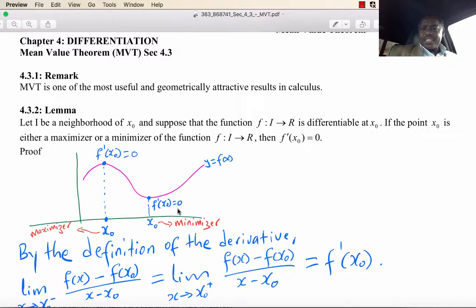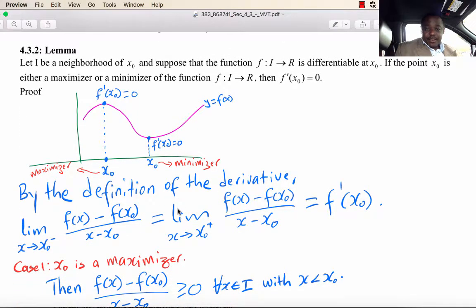Interesting. Where's that leading? Well, we would use that to prove the mean value theorem and many other exciting results in section 4.3. Okay, let's go. By the definition of the derivative, the limit as x approaches x0 from the left of this quantity, f of x minus f of x0 divided by x minus x0, equals the limit as x approaches x0 from the right, and that equals the first derivative at the point x0.